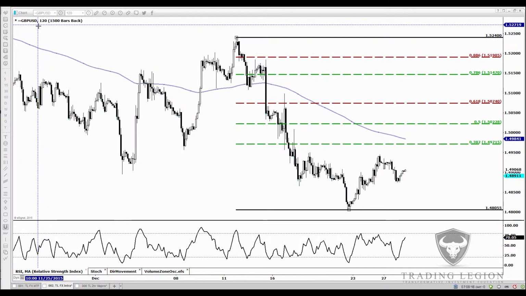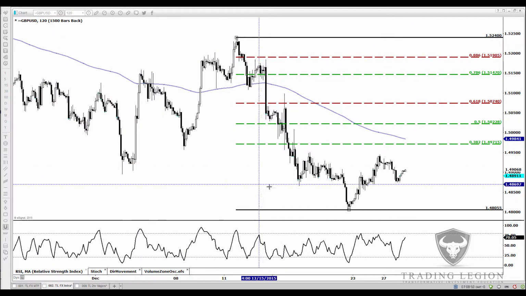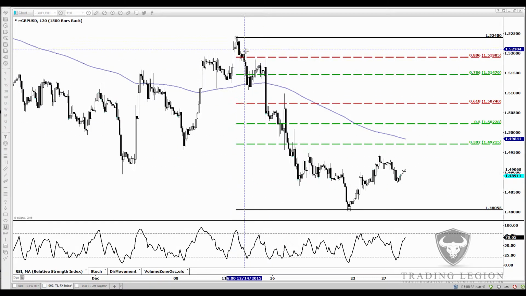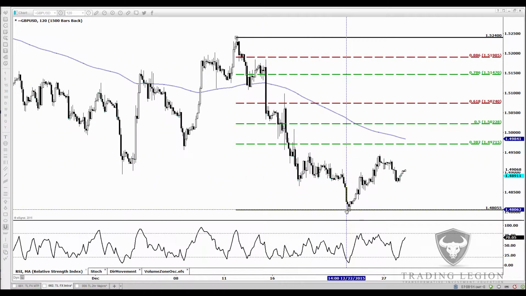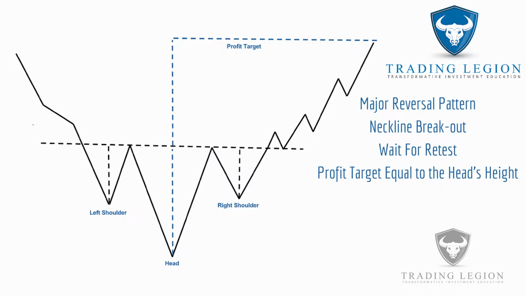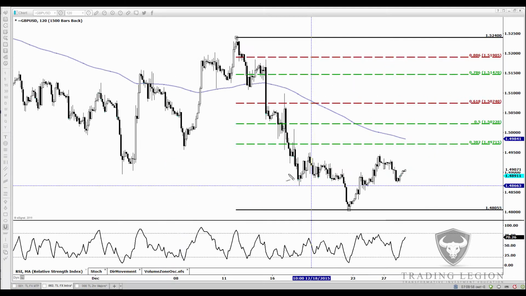Now looking at the cable, which is the pound versus the US dollar today, you can see that the pound has been in a short-term downtrend, but now it seems to be basing, and it has actually formed one of my favorite patterns. It's the inverse head and shoulders. You can see the left shoulder, the head and the right shoulder, and the neckline is sited somewhere here.